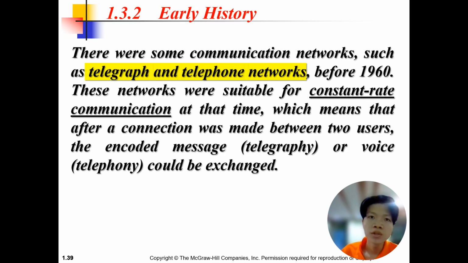There were some communication networks, such as telegraph and telephone networks. Before 1960, these networks were suitable for constant rate communication, which means that after a connection was made between two users, the encoded message or voice could be exchanged.